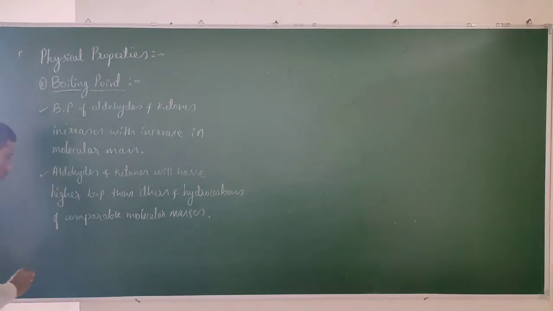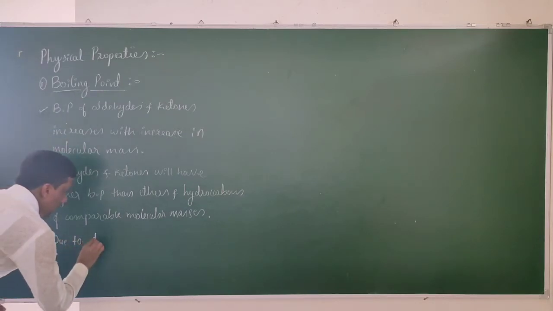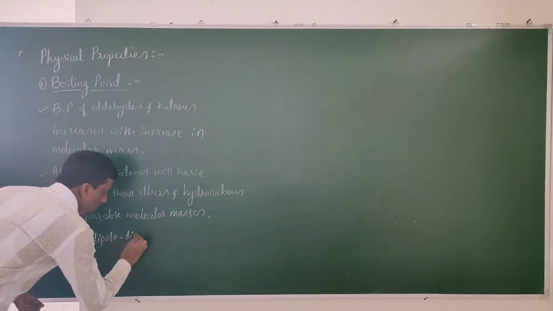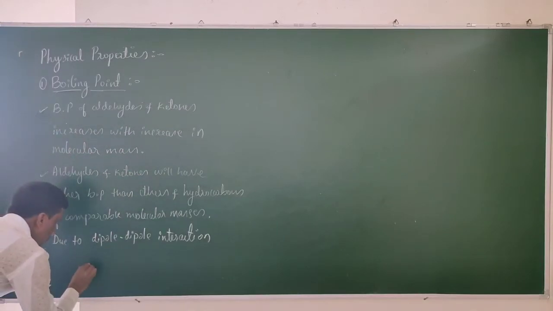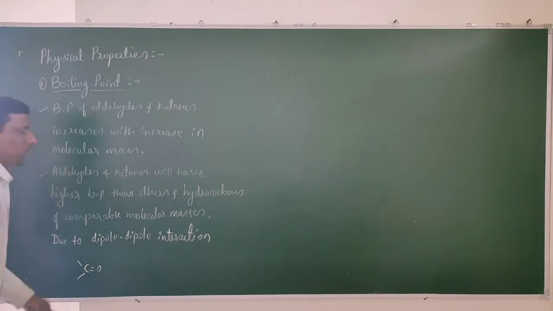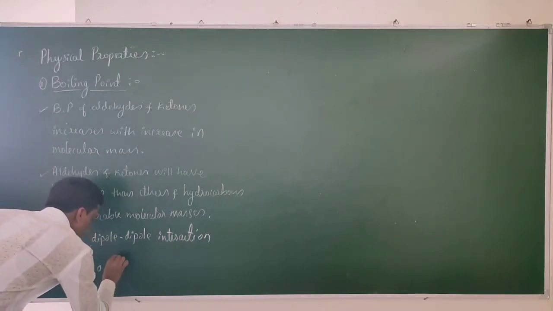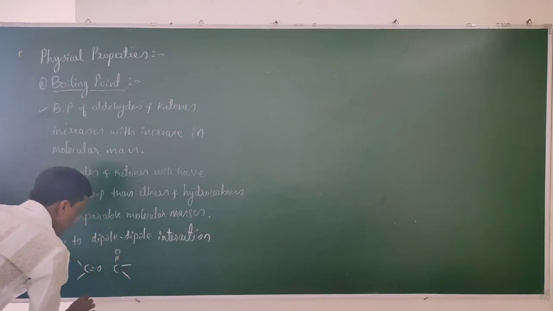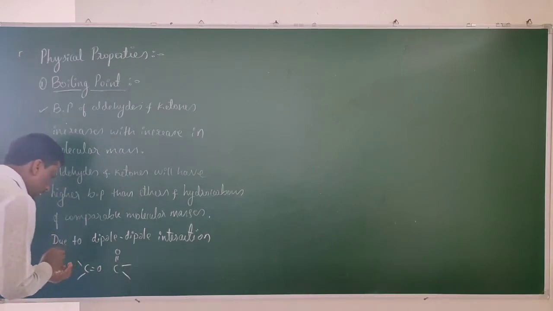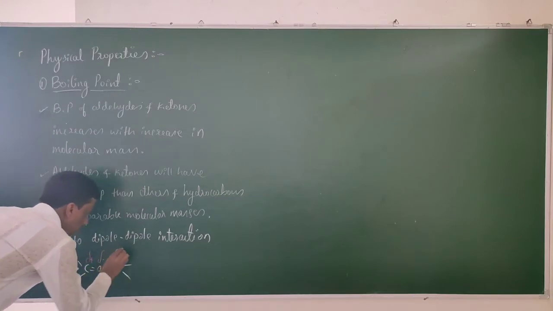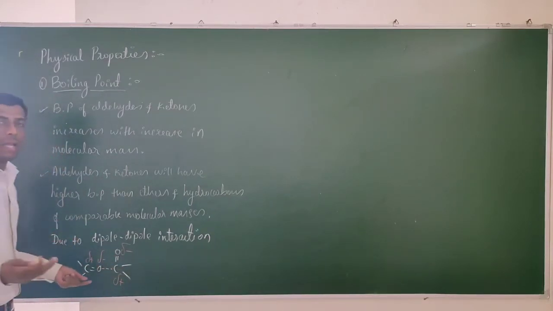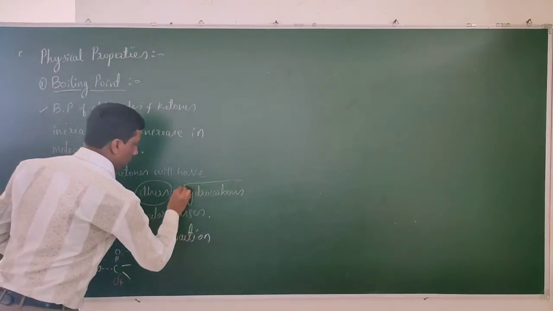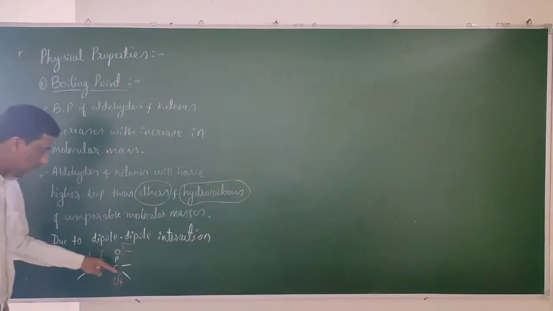Why? Because of dipole interaction. Look at here. It is the carbonyl group of the aldehyde and ketone. Here, this oxygen has partial negative charge, this carbon has partial positive charge. Here also, this oxygen has partial negative charge, this carbon has partial positive charge. These two will interact using dipole interaction. They possess dipoles. Because of this dipole force, they have a higher boiling point. In ethers and in hydrocarbons, there exists only Van der Waals force. There is no dipole force.